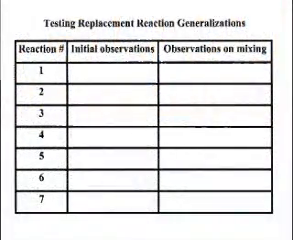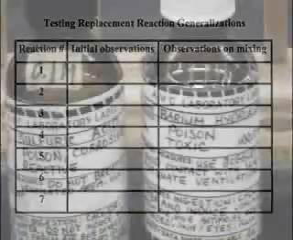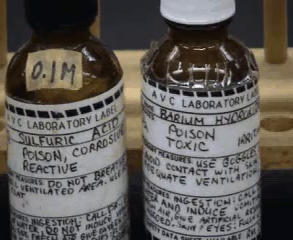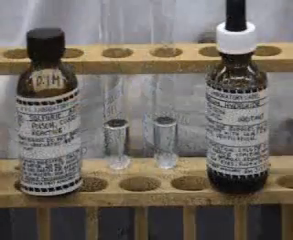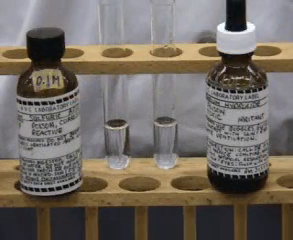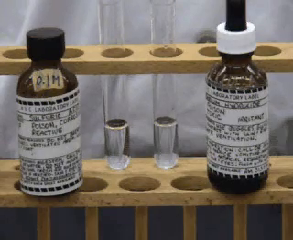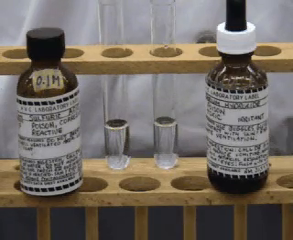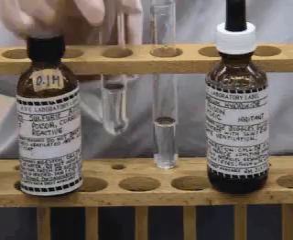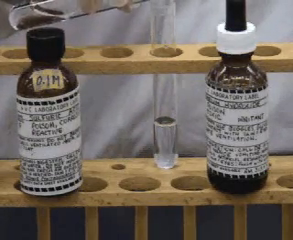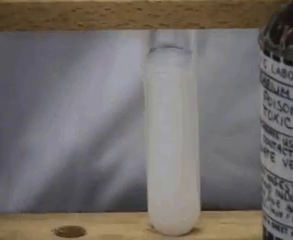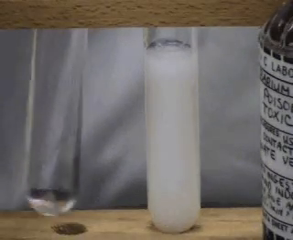This is the data table that you will use for the experiment. The first reaction is that between sulfuric acid and barium hydroxide solutions. Here we have sulfuric acid solution on the left and barium hydroxide solution on the right. Record your initial observations before we mix the solutions. Record your observations in this table.